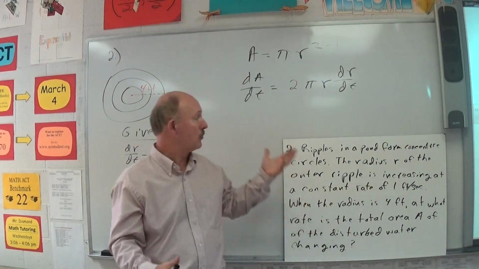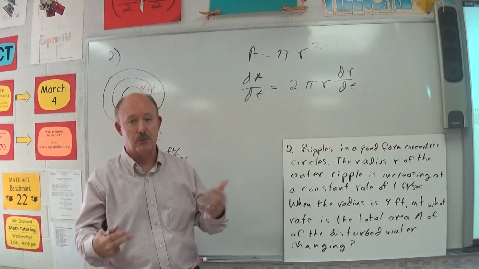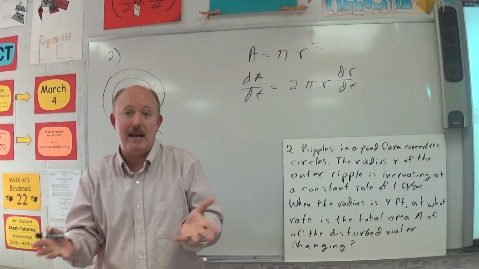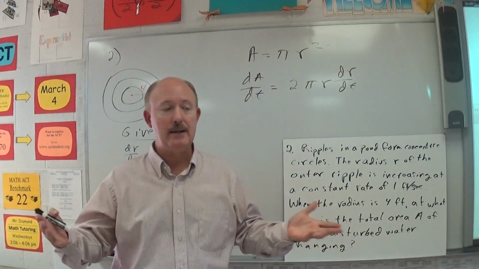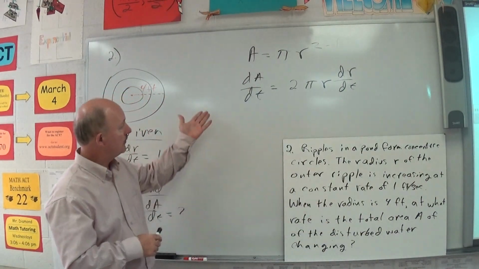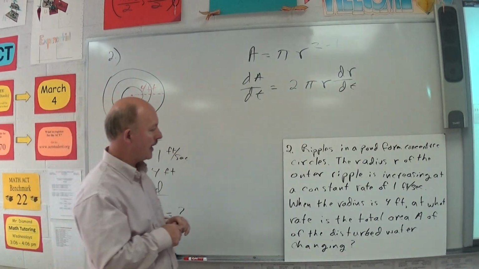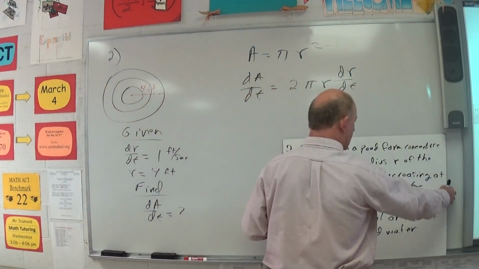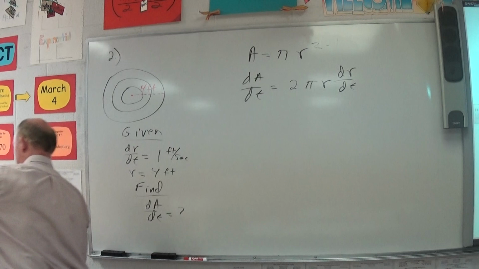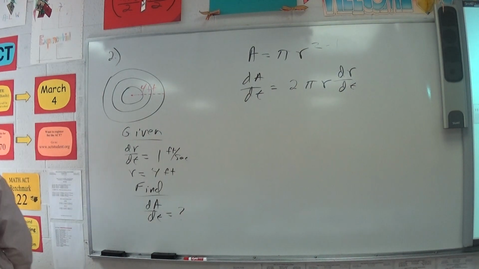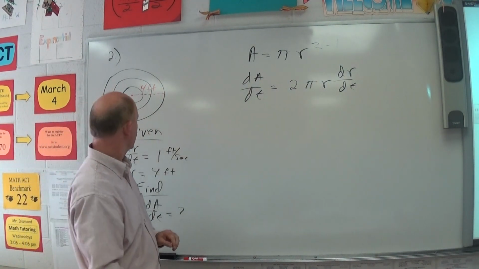Now, once you get the derivative of your formula, if we're given all our information, all we have to do now is substitute in and then evaluate, and that should give us the rate of change of the area with respect to time. Once again, we're looking for dA over dt.